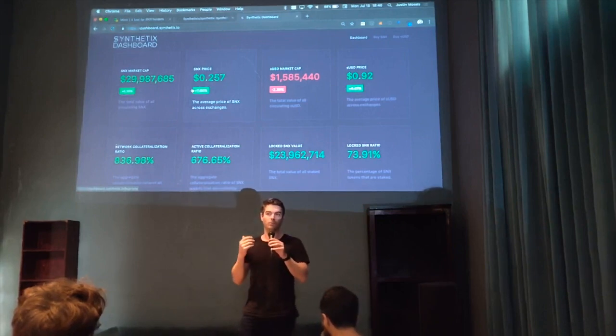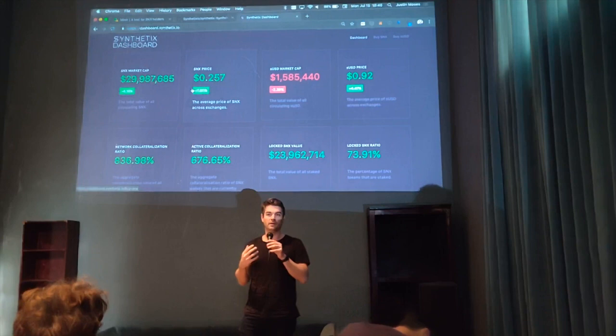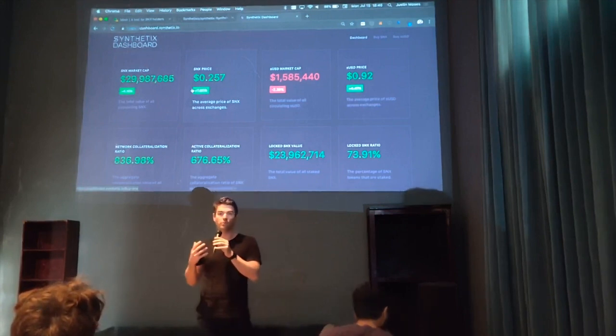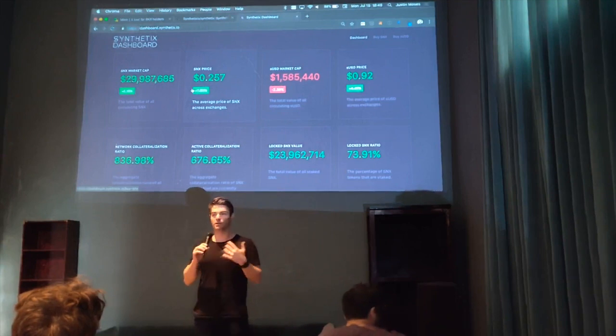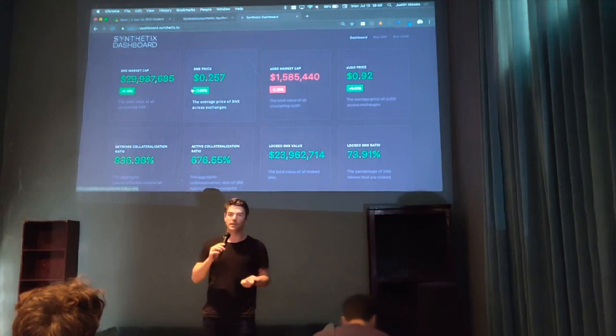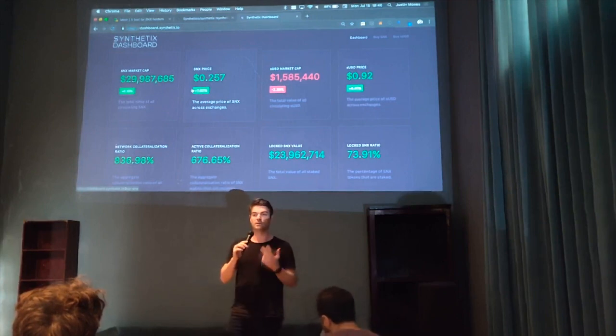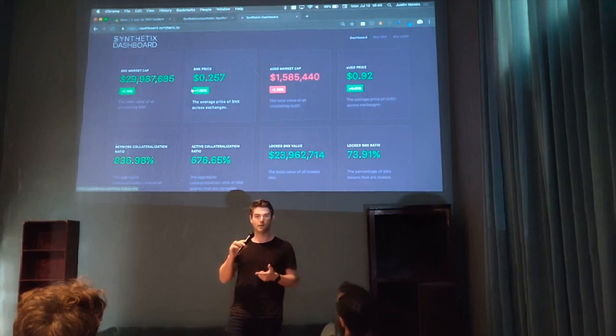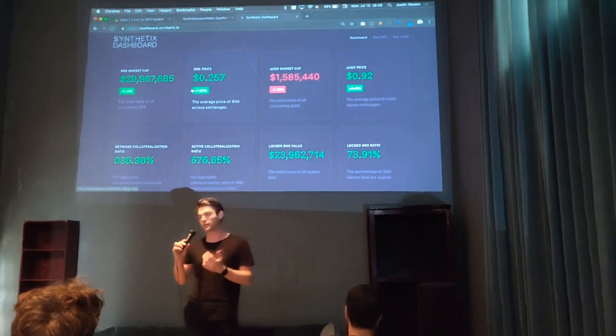So what we've built is essentially a platform that allows you to issue debt, and that debt is in the form of synthetic assets, so assets that track real world prices. Fiat currencies: we've got synthetic USD, synthetic AUD, synthetic gold and silver. But more recently, we have focused on synthetic cryptocurrencies. So we've got synthetic Bitcoin, synthetic Ether. We've also got inverse indices of Bitcoin, Ether, BNB, and some other currencies like Maker, etc.